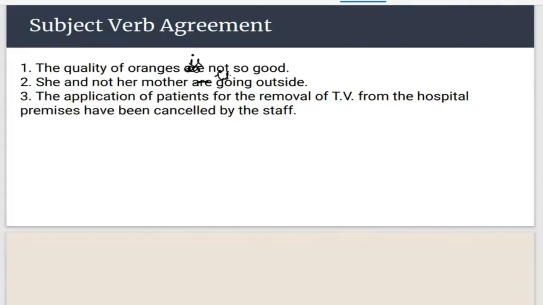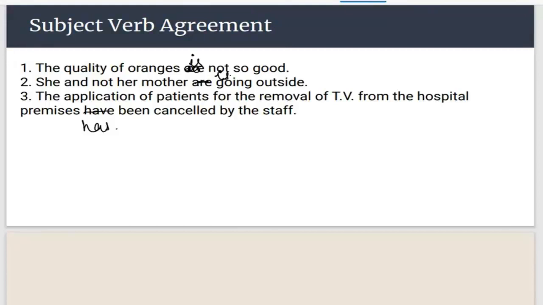The application of patients for the removal of TB from the hospital premises have been cancelled by the staff. Has been. So these corrections have been done by your friends only. All of you present in the class, do you agree with the correction I have done here? You just need to answer yes or no, or that you don't know. Do you agree with the correction done in these sentences? First is yes. Okay, and the others are not sure.